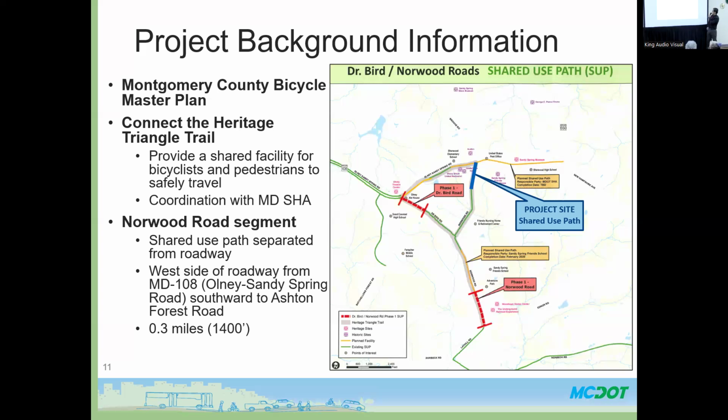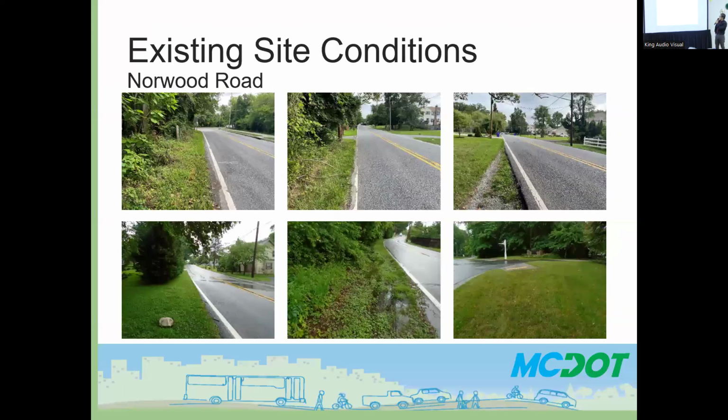So, more specific about our project, we're running from where it intersects 108 all the way down to Ashton Forest Way. That's primarily what we're here for today. Next slide, please. Okay, and to get into the more technical stuff, I will turn over to our engineering consultant, who will give you more details.